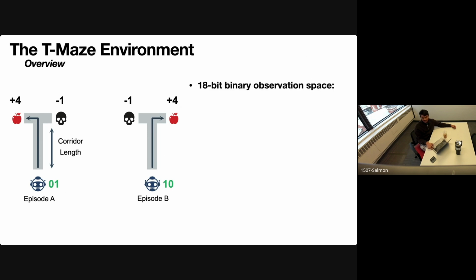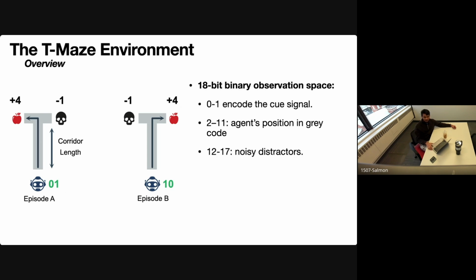The agent's observation space is 18-bit, and it's a binary observation space. The first 2 bits encode the Q signal, which is 0, 1 or 1, 0 only at the first time step of the episode, and it's 0 otherwise. The next 8 bits encode the agent's position in gray code. So everything about this world is fully observable except the initial Q signal that the agent receives at the beginning of the episode. Then we also have a few distractor bits: 12 to 17 bits of distractor, which are just randomly generated binary numbers, just to confuse the agent. And then we have 4 actions that the agent can take: left, right, up, and down.